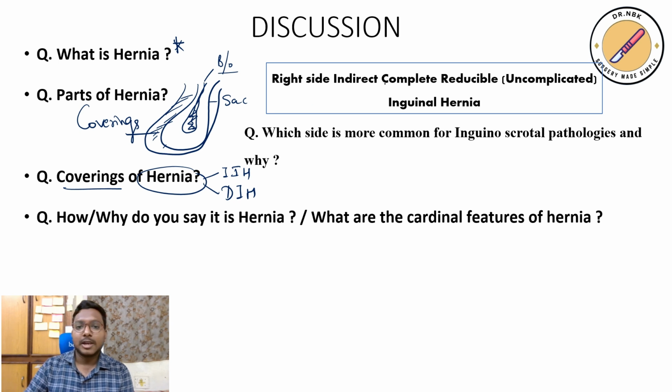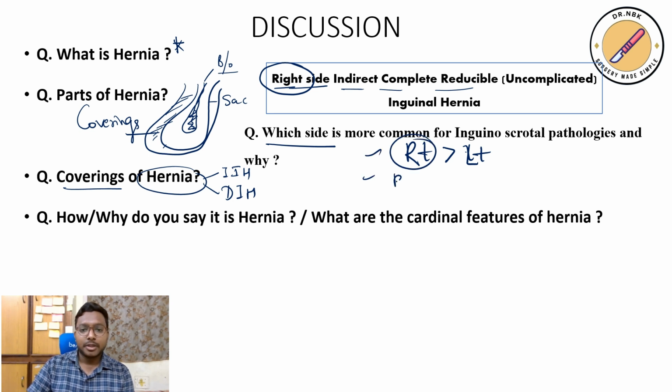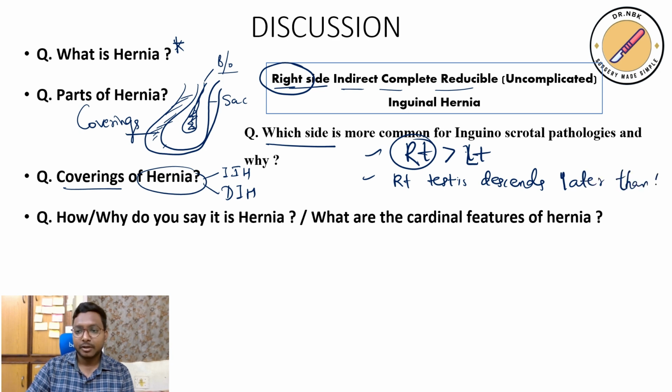So now let's say for example you have told the provisional diagnosis is right-sided, indirect, complete, reducible inguinal hernia. So the examiner will try to ask questions with reference to each word in the provisional diagnosis. So let's say for example you have told right side. The question will be, which side is more common for inguinoscrotal pathologies and why? The answer is right side. Why? Because the right testis descends a little later than the left testis. So right testis descends later than left.